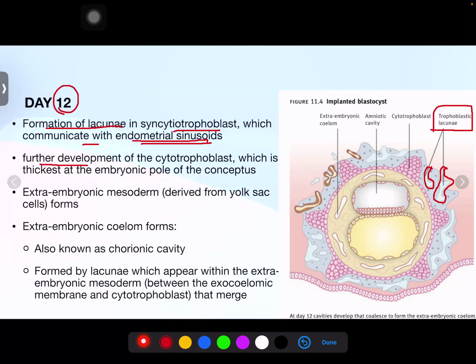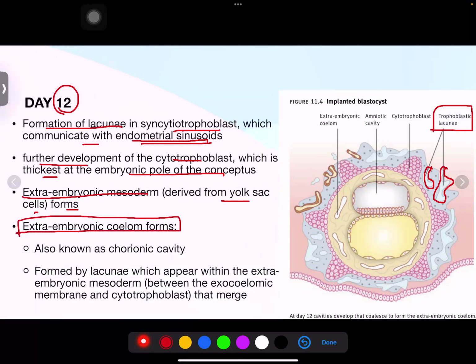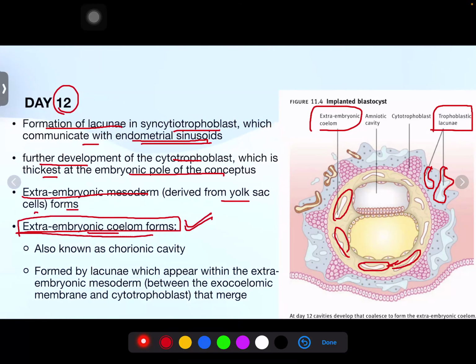So for the development of the cytotrophoblast, which is thickest at the embryonic pole of the conceptus, now comes the extraembryonic mesoderm. The extraembryonic mesoderm, which is derived from the yolk sac cells, forms, and the extraembryonic coelom forms. Now this is the new thing which happens in day 12. If you see this diagram, there are some cavities, cleft-like openings, that appear and then fuse. It would be called the coelomic cavity. So this is the extraembryonic coelom, and it is also known as the chorionic cavity.